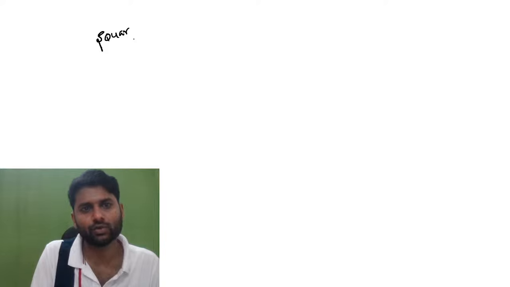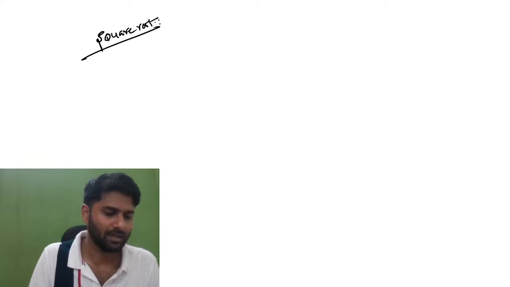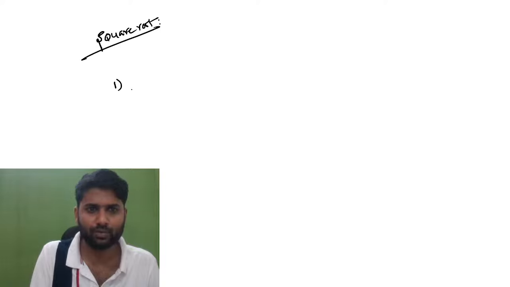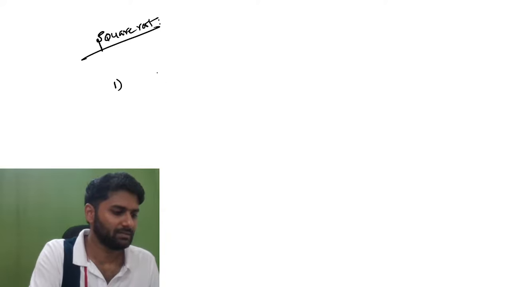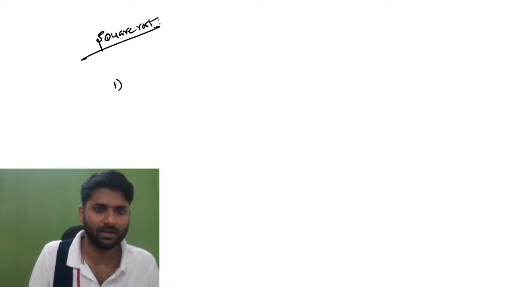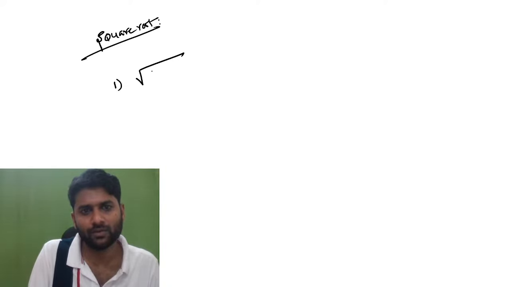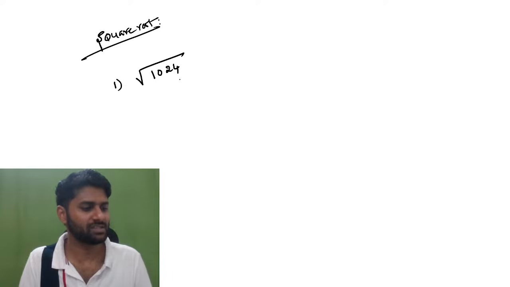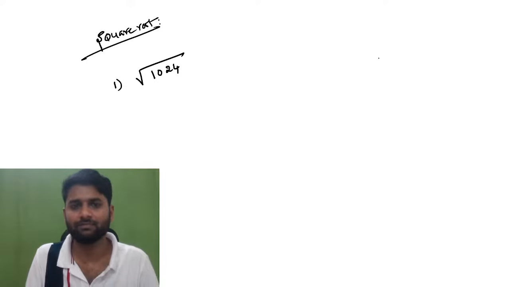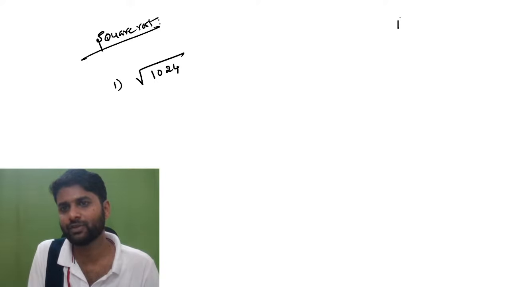Let's see the questions for square roots. Guys, here is the clear procedure. So understand the procedure. What is the square root of 1024? We have to identify the square root of 1024. So before solving this question, first observe the units place value.